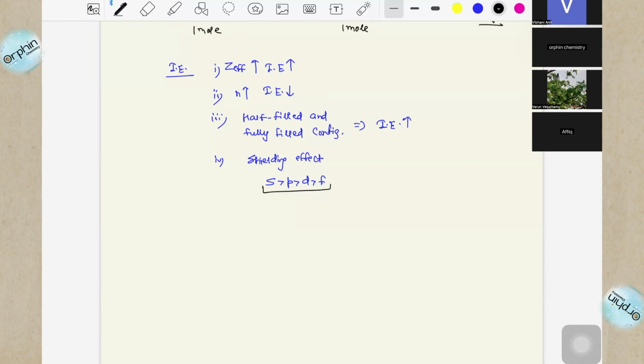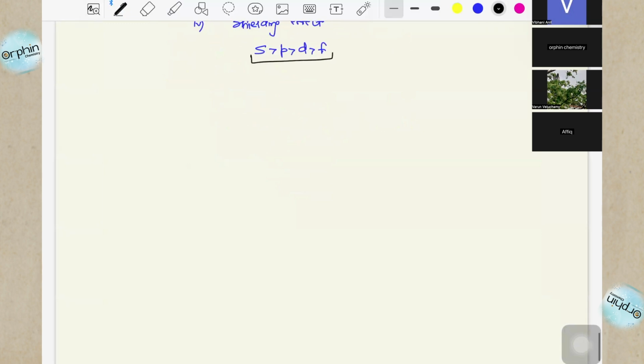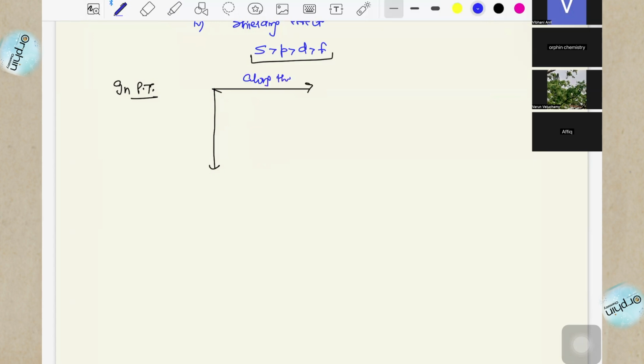On the basis of these things, in the periodic table, when we are moving from left to right, and when we are moving down the group. Left to right means along the period. So along the period, one thing increases that we are very sure of: Z effective increases. And as Z effective increases, ionization energy also increases. Right? And down the group, shell number increases, and shell number increasing means ionization energy decreases.